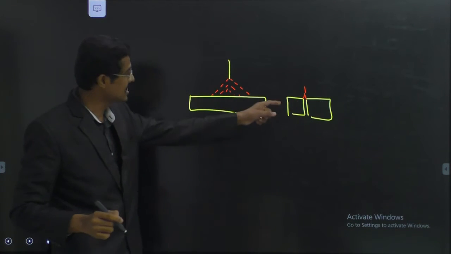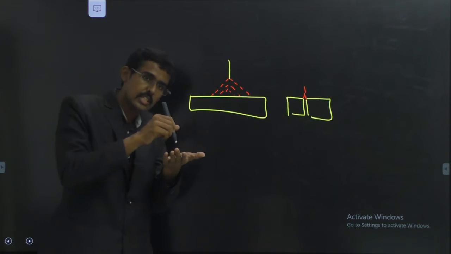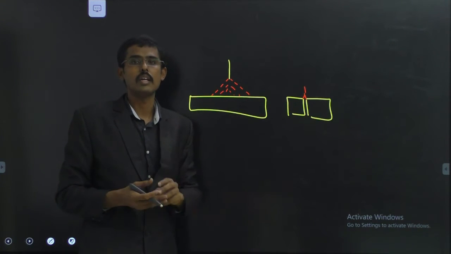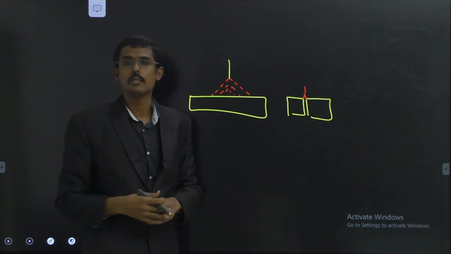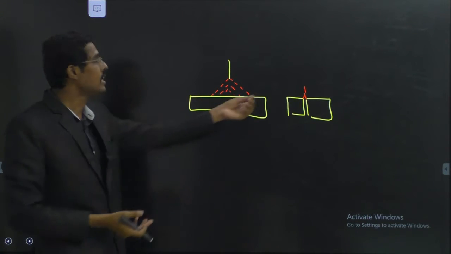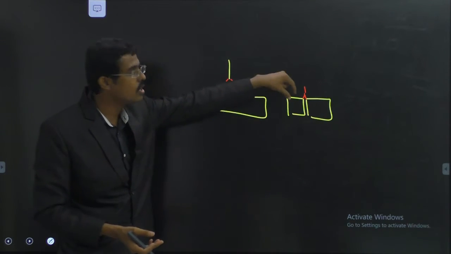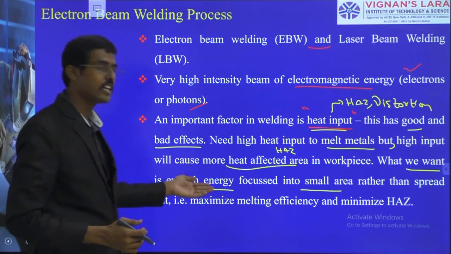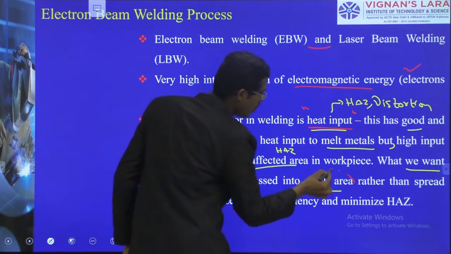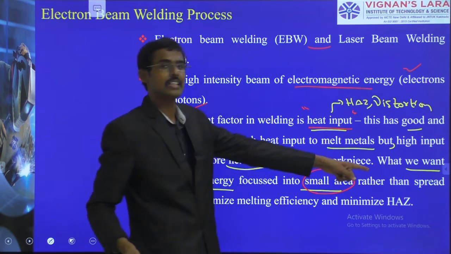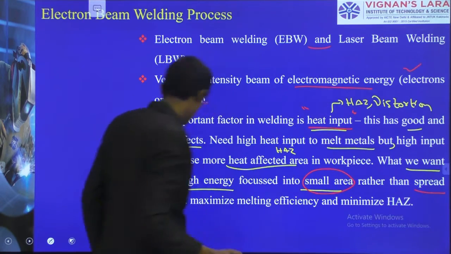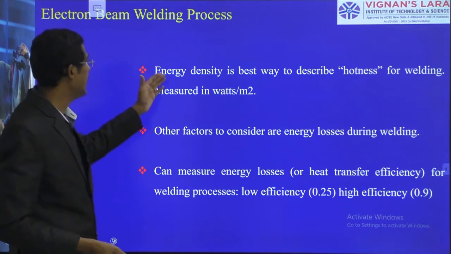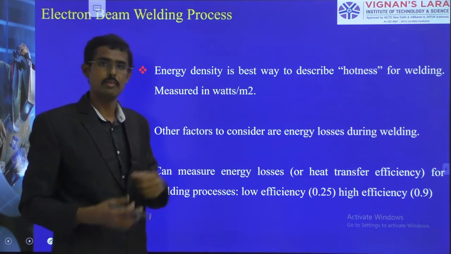Simple. So this intensified specific point heating can be done by electron beam welding and also by the laser beam welding process. Therefore this intensified heat is required in a small zone, not in a broad area. So we need enough energy to be focused in a small area rather than spreading, maximizing the weld efficiency. Energy density is the best way to describe it.